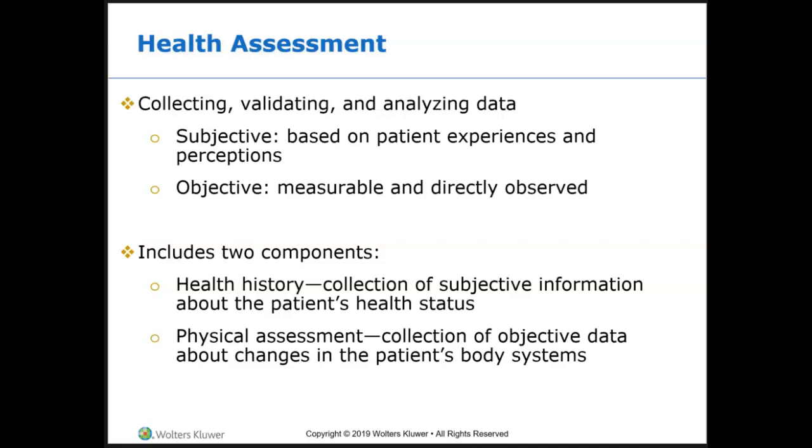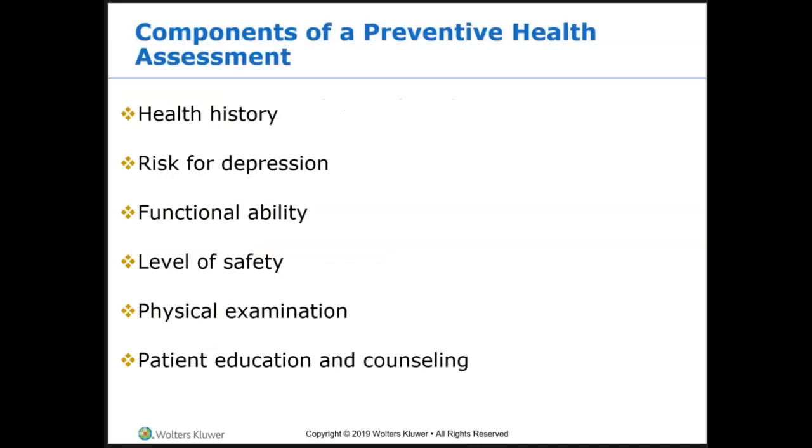The health assessment consists of two main components. First is the health history, which is the collection of the subjective information about the patient's health status, their perception of their health status. And then our physical assessment, which is literally the objective data that we are documenting about changes in the patient's body systems. And we're going to definitely look at all 8 body systems in this recording.